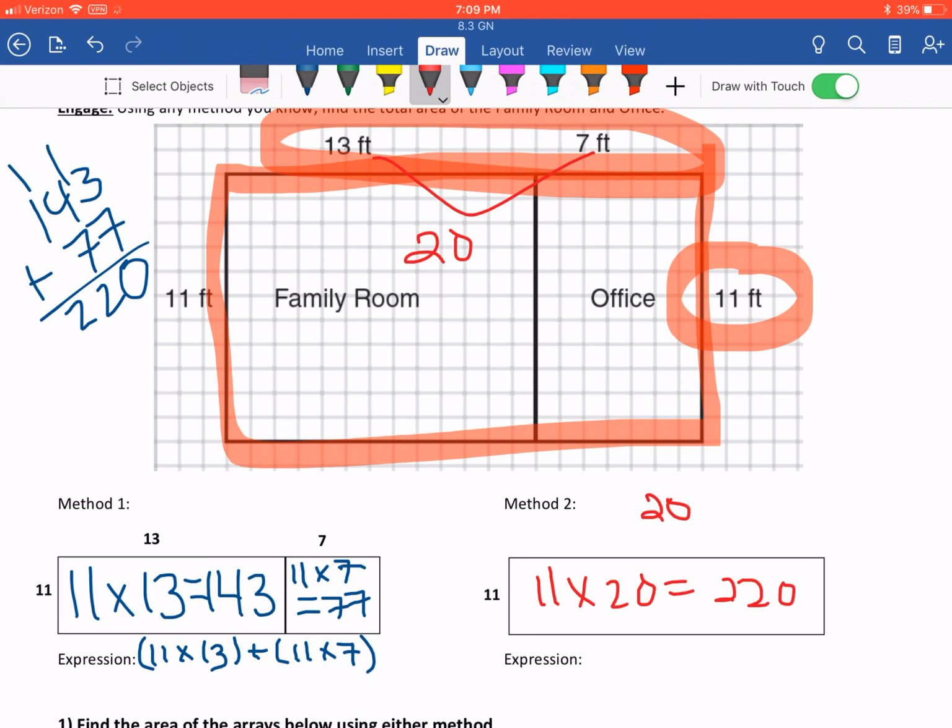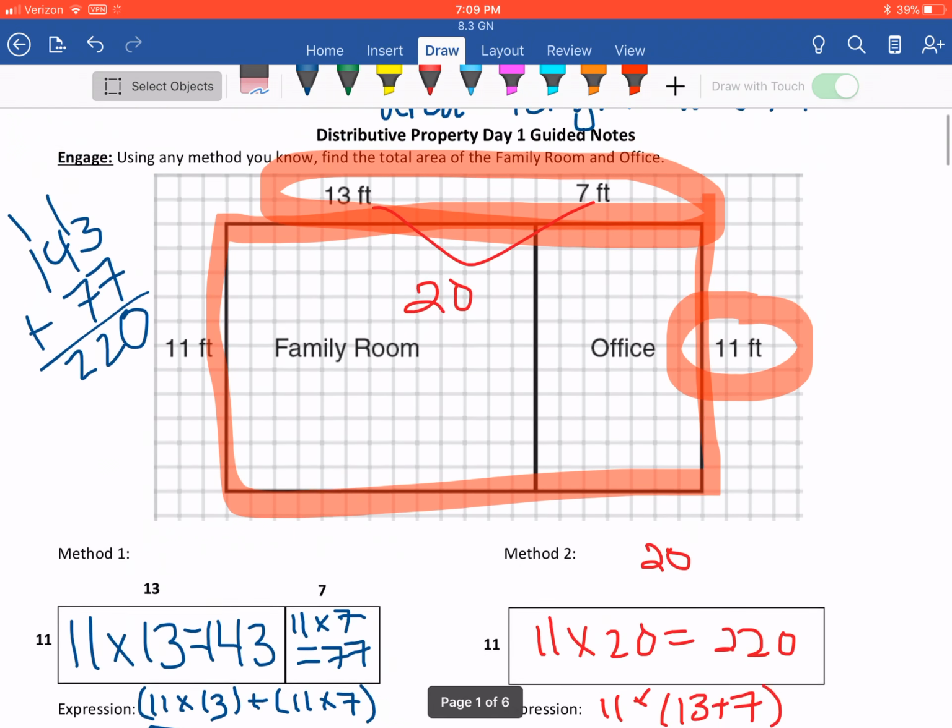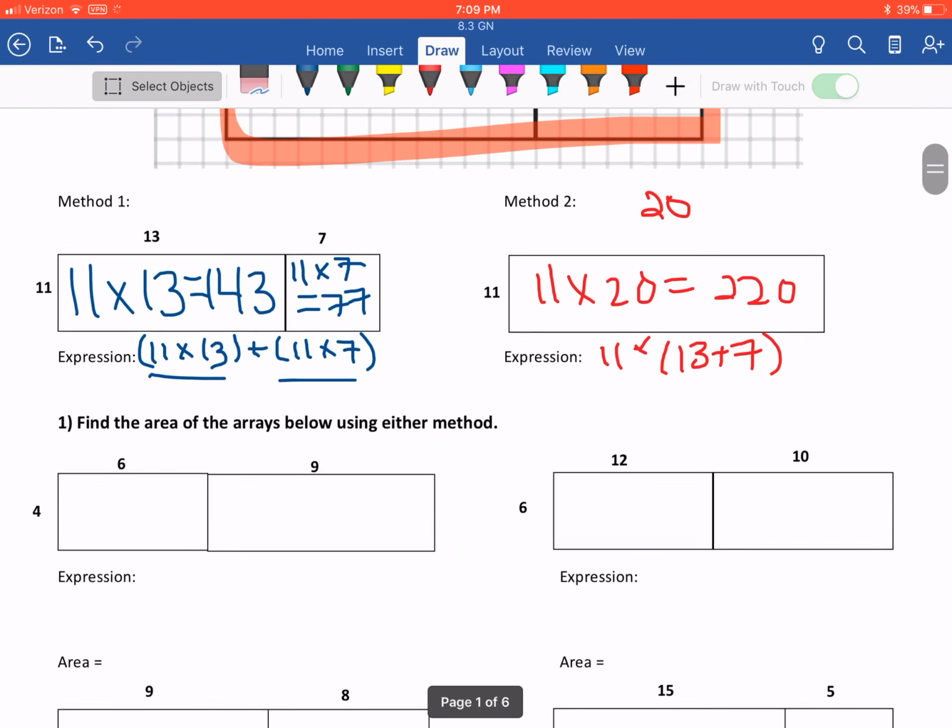And this expression would be 11 times, parentheses, 13 plus 7, because in this method you added the 13 and the 7 first, and then you multiplied. In the first method, we multiplied the 13 and 11, and then the 7 and the 11. So the expressions look a little bit different. There were two different ways to do this.